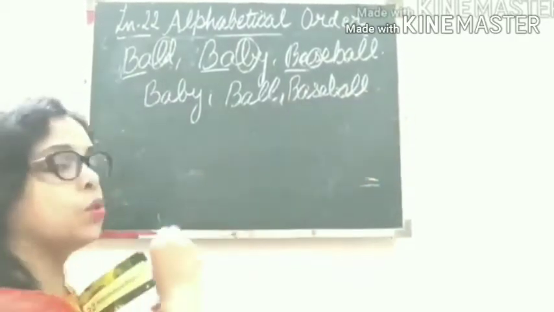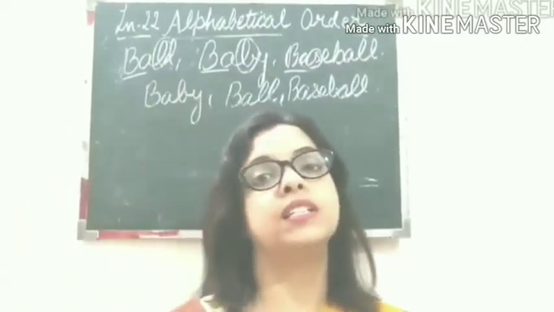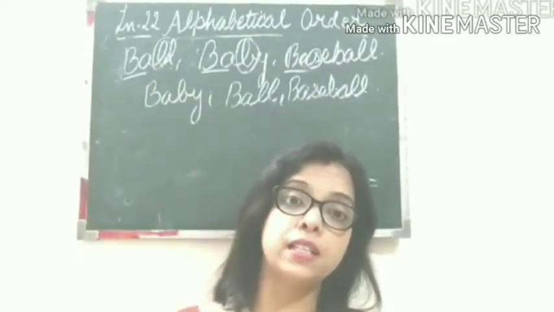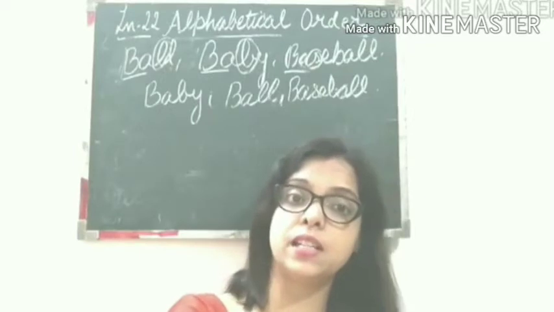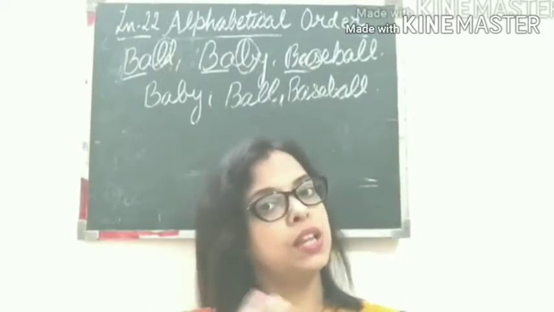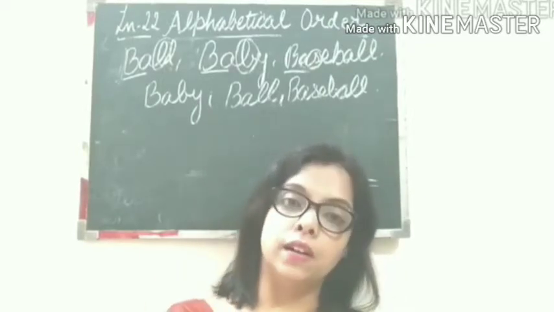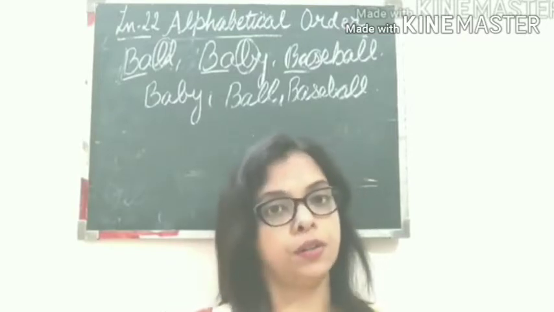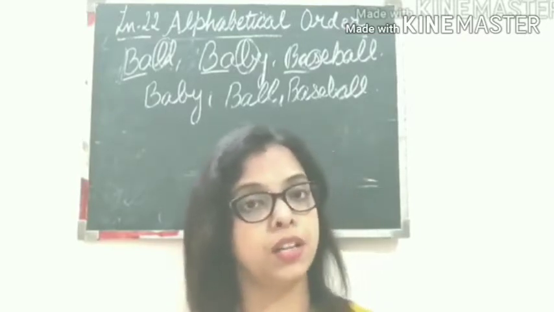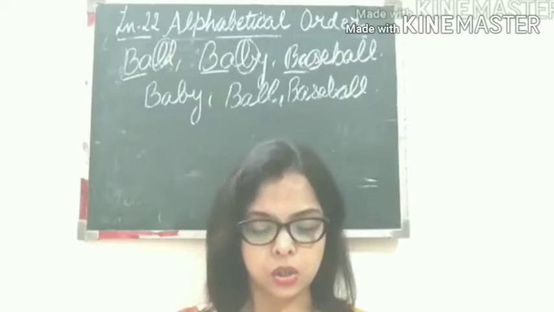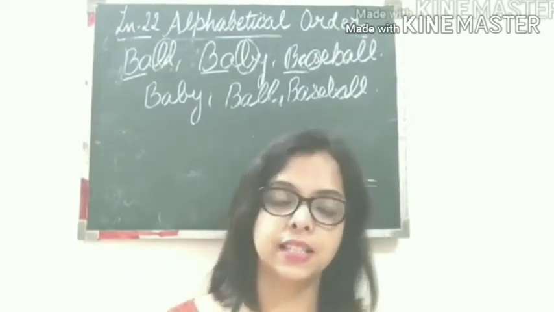Okay children, so like this we will arrange the words in alphabetical order. If you find some words where the first three letters are the same, then you see the fourth one. So like this we can arrange the words in alphabetical order. So I hope you have understood how to arrange the words in alphabetical order. So now we can do the exercise.